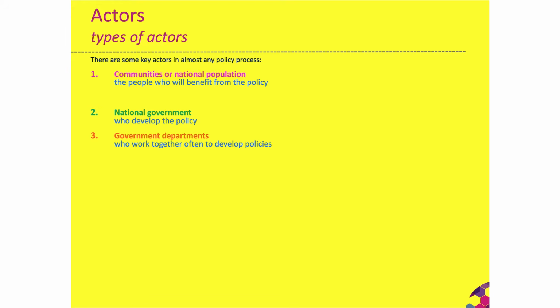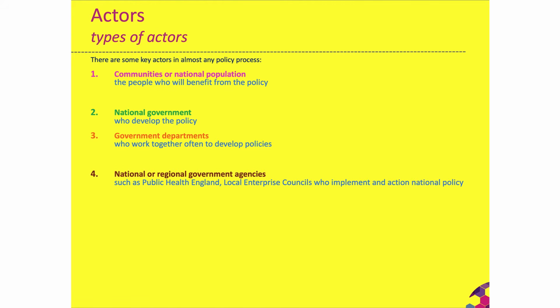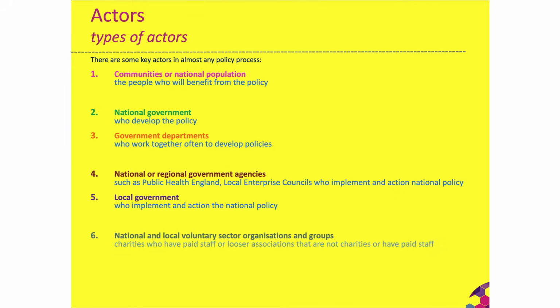Similarly, if we were developing an air pollution policy, we would work with the Department of Health and Social Care and the Department of Environment, Food and Rural Affairs, which takes a lead on developing air pollution policies and strategies. Then we have national or regional government agencies such as Public Health England or local enterprise councils who implement and action national policy. We also have local government who also implement and action national policy.